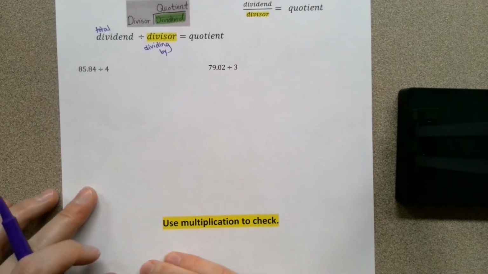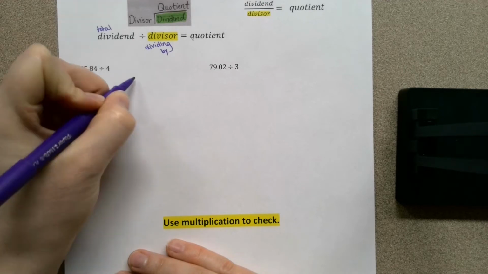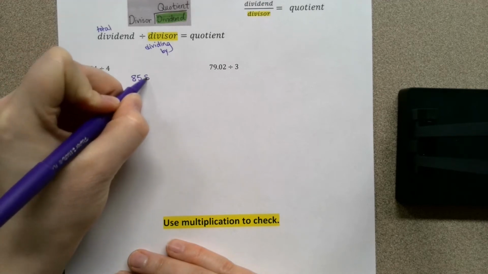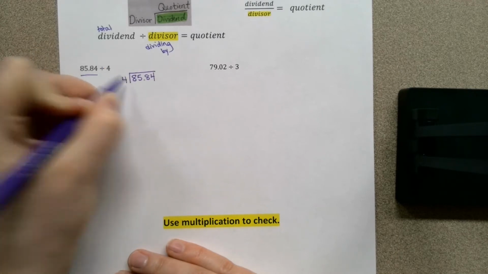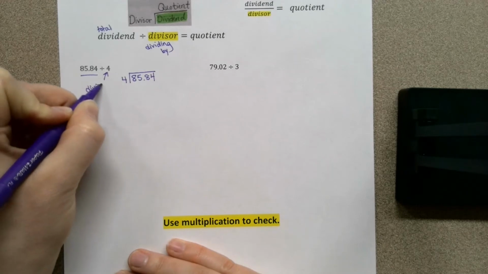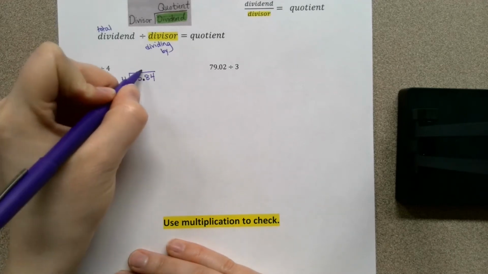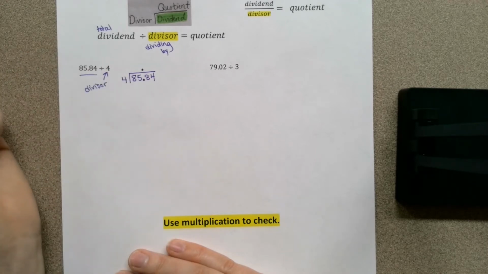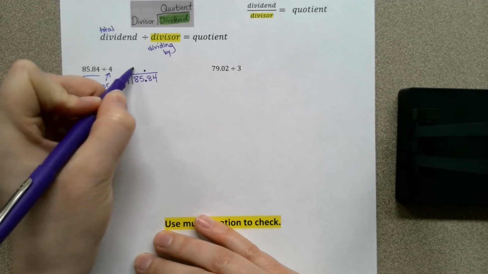So for this first one, because 85 and 8400 is listed first, it's the dividend, and it's going to go inside the box. And we're going to divide by 4, our divisor. Place by place, it's helpful to put the decimal straight up right from the beginning. 4 goes into 8 exactly 2 times.